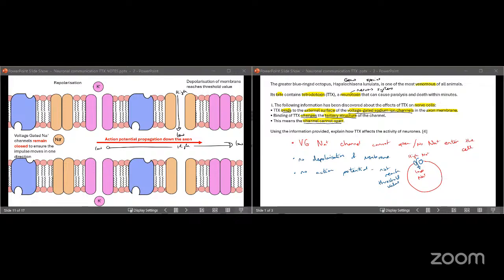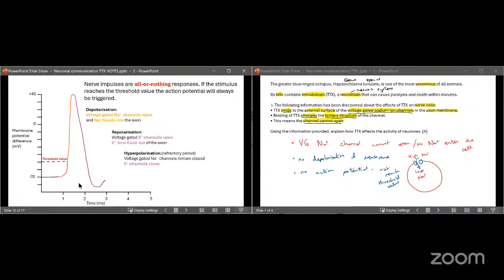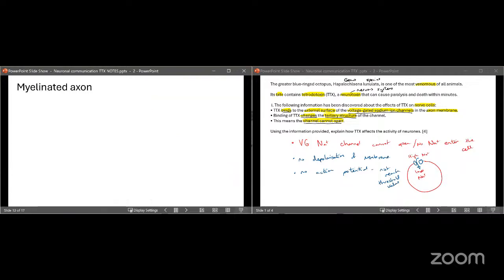So therefore, what we have to understand is, if we're not propagating along the membrane, because what we would do is an all or nothing response. We depolarize to the threshold value, and then it's an action potential. So the action potential, depolarization, repolarization, hyperpolarization, back to the resting state, is an all or nothing response. It is a propagation all the way down through the axon.